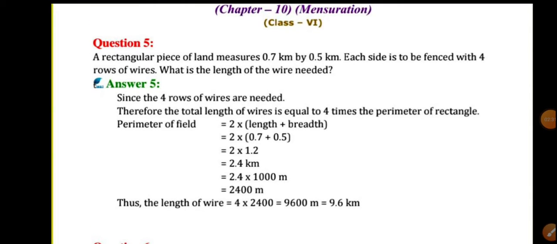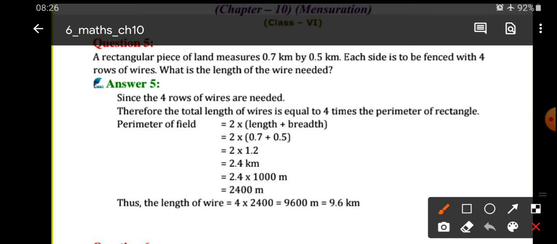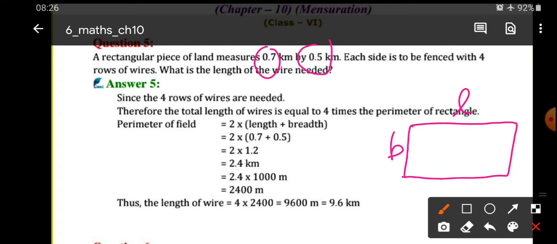Fifth question: a rectangular piece of land measures 0.7 kilometer by 0.5 kilometer. Each side is to be fenced with 4 rows of wires. What is the length of wire needed? Okay, a rectangular piece of land. L and B are given, 0.7 and 0.5.